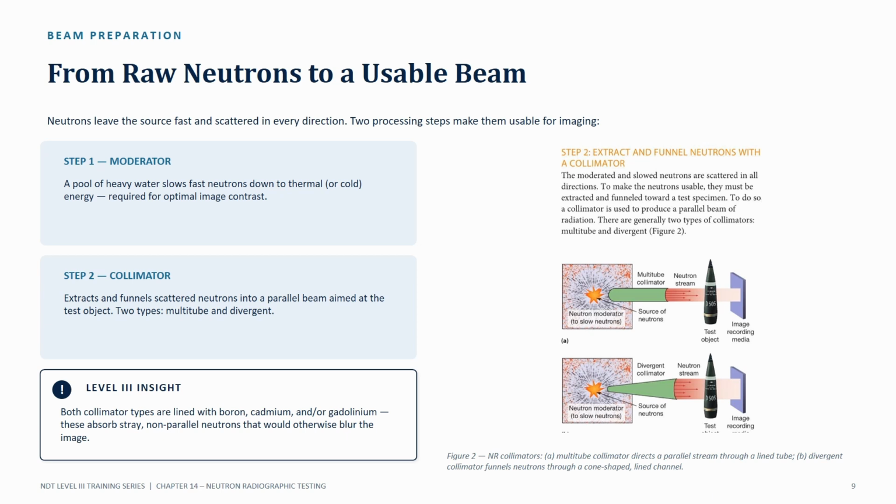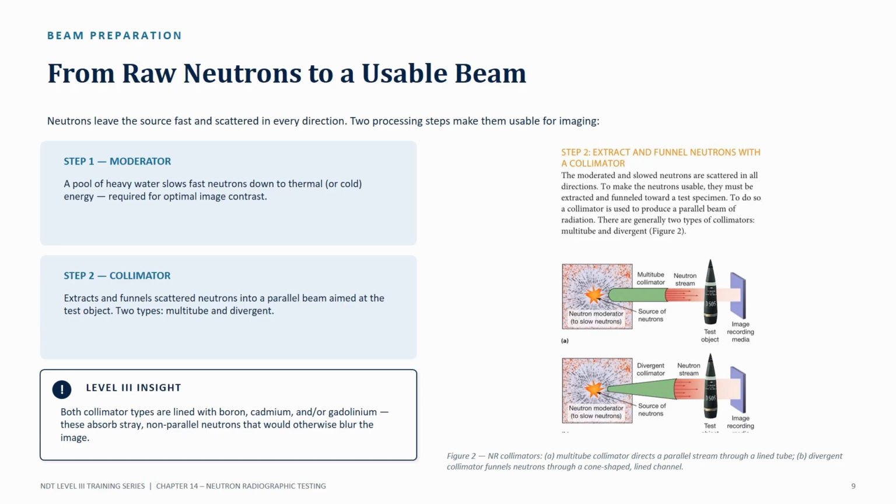This is another concept that frequently appears in Level 3 examinations. Remember, the moderator slows the neutrons. The collimator shapes the beam. They perform completely different functions, and confusing the two is a common exam mistake.